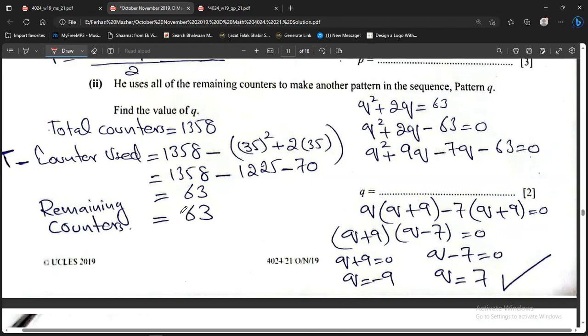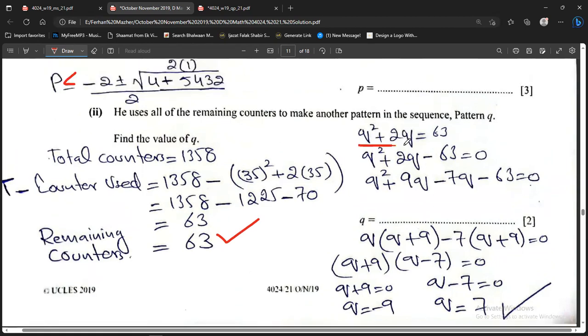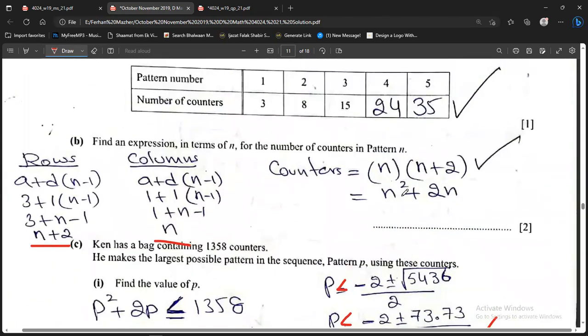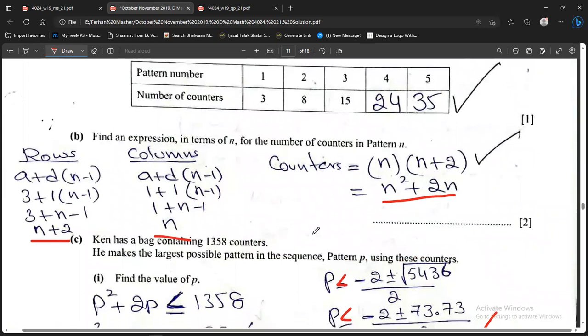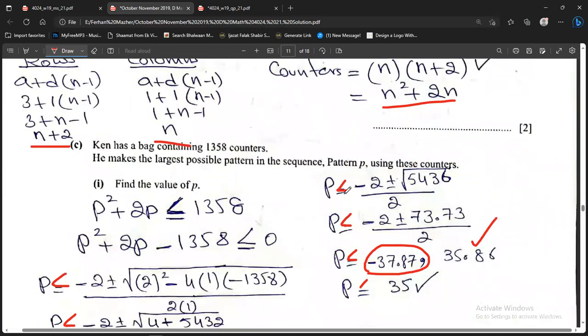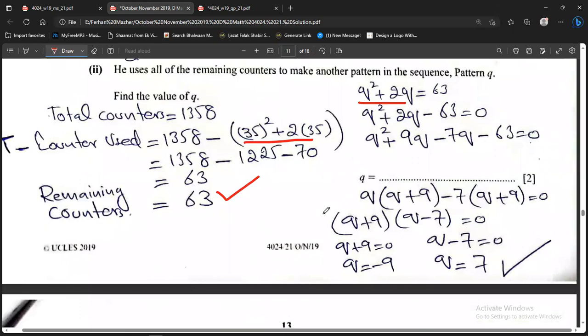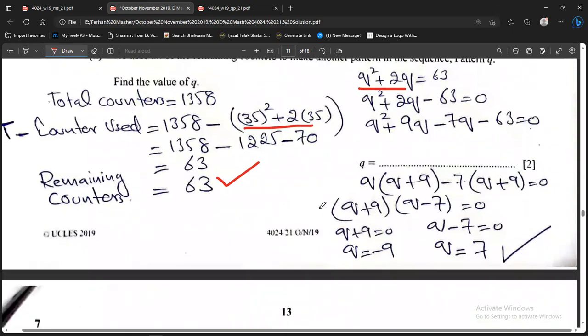So 63 are remaining. So if you have 63 counters, the pattern Q will be Q square plus 2Q, that's the remaining counters. So Q square plus 2Q is equal to 63. This is actually coming from here. Okay. So remember, this is coming here. So here you will have Q square plus 2Q minus 63 equals to 0.